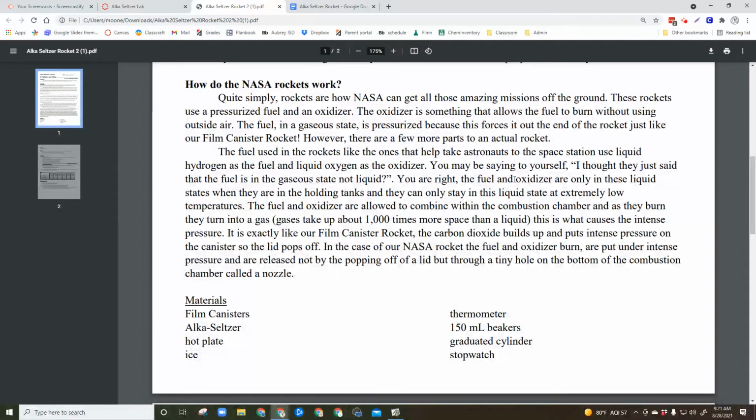The fuel and oxidizer are only in these liquid states when they're in the holding tanks. They're being stored in the rocket, and they can only stay in this liquid state at extremely low temperatures. So the fuel and the oxidizer are allowed to combine in a separate section of the rocket called the combustion chamber. And as they burn, they turn into gas. So this is kind of like the same thing that happens in your car engine.